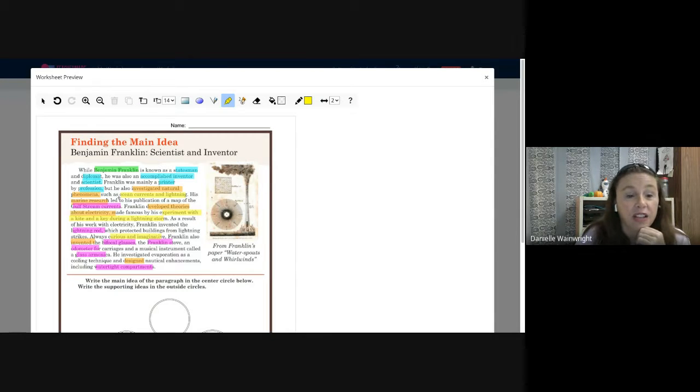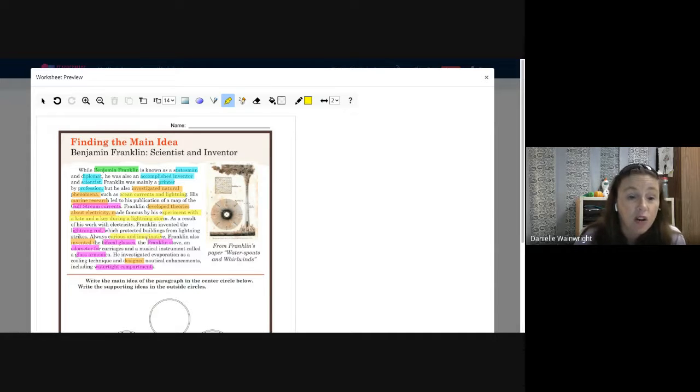He investigated natural phenomena such as ocean currents and lightning. He did marine research, which led to the publication of the Gulf Stream currents. Franklin developed theories about electricity, made famous by his experiments with a kite and key during a lightning storm. As a result of his work with electricity, Franklin invented the lightning rod. So in pink, we have the things that he actually had, the product of his work, right? So he invented the lightning rod, which protected buildings from lightning strikes.